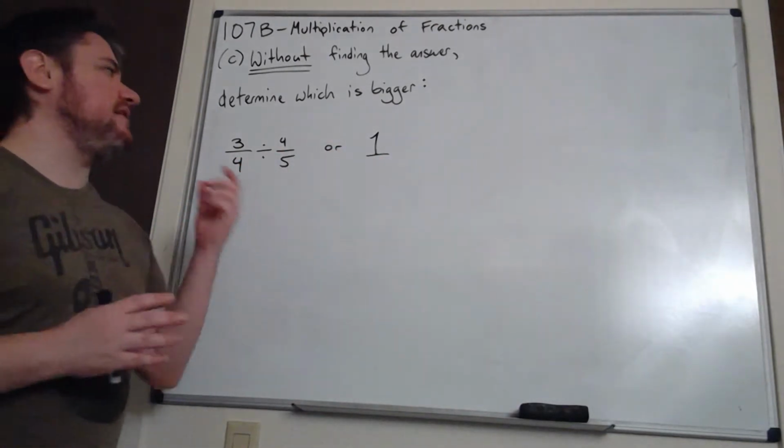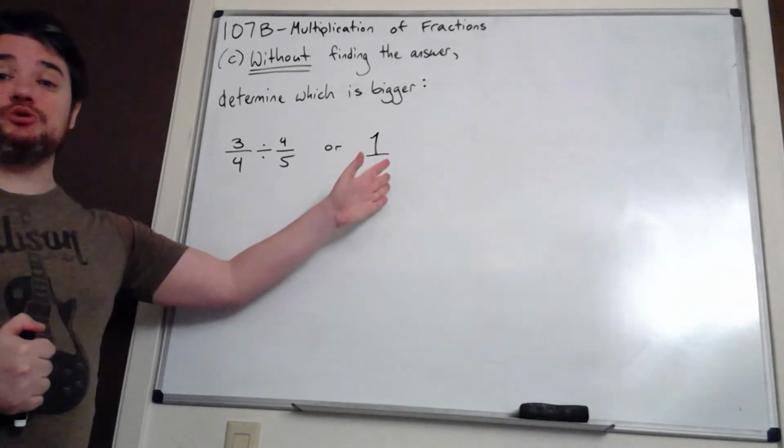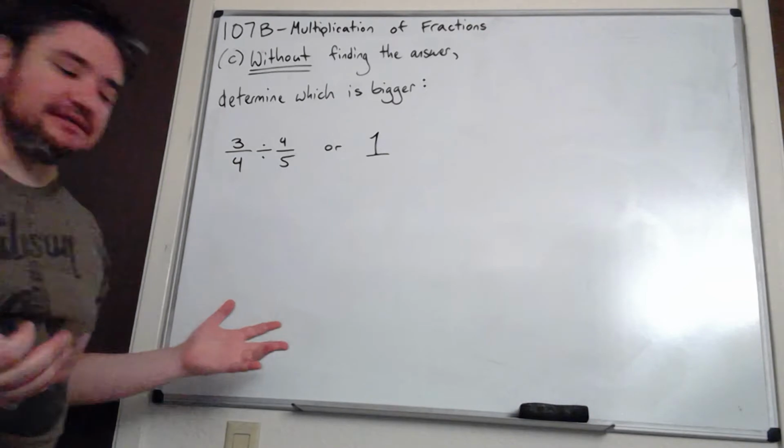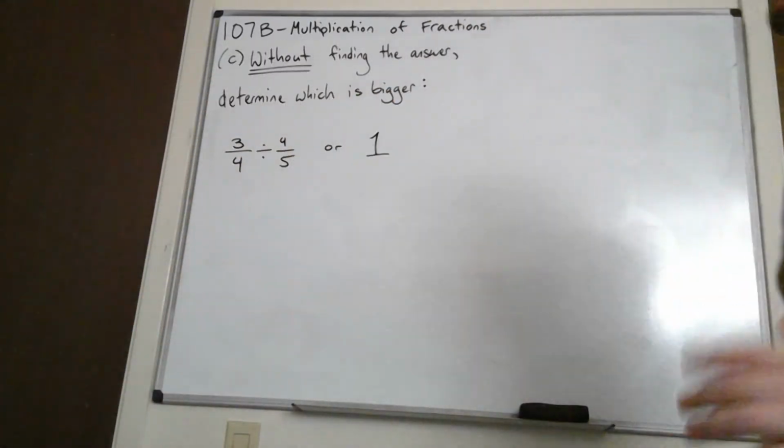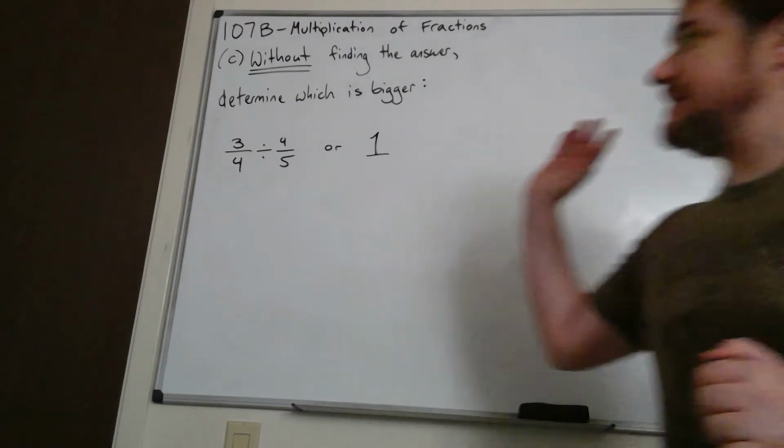We want to see if there's a way that we can judge whether or not this would be bigger than 1 without actually figuring out what it is. So that's a little bit of a challenge. How can we approach that? And again, we're not trying to use any kind of shortcuts or anything.